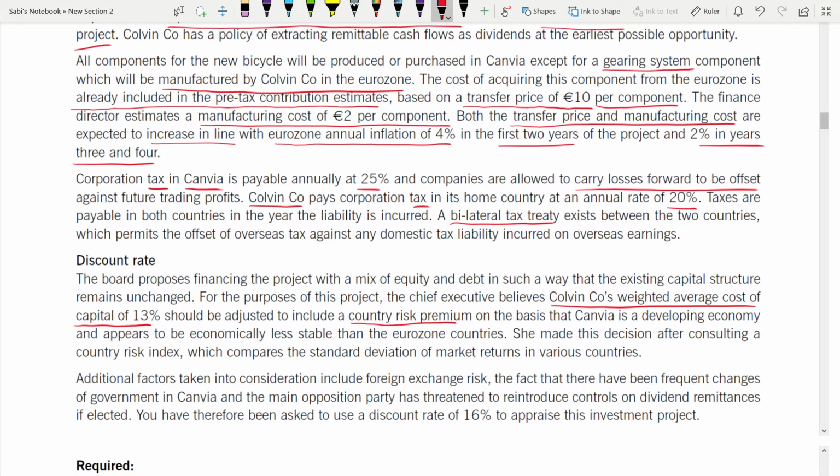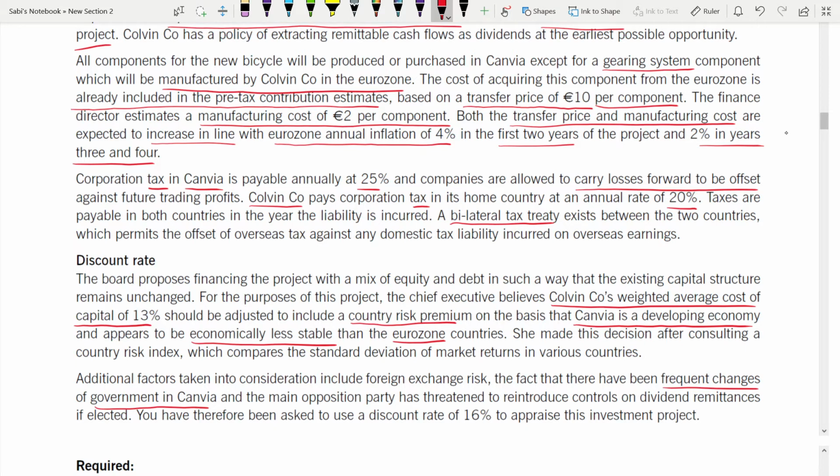Okay, why? What are the bases? Canada is a developing economy, economically less stable than the Eurozone. She made this decision after consulting a country risk index, which compares the standard deviation of the market returns in various countries. Okay, so additional factors taken into consideration include foreign exchange risk, the fact that there have been frequent changes of government in Canada, and the main opposition party has threatened to reintroduce controls on our dividend remittances.